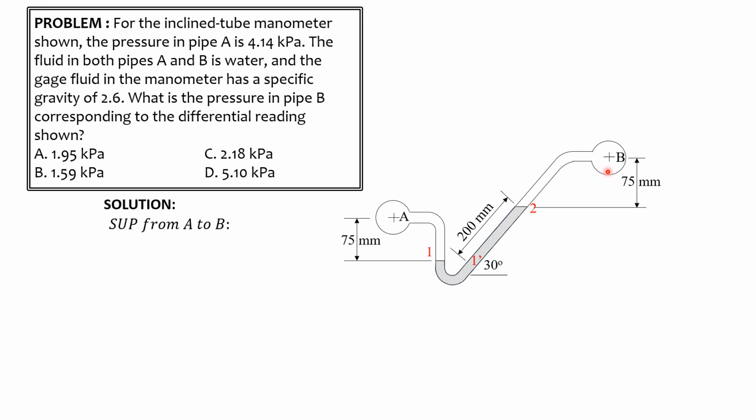Then the vertical distance moved is 0.2 meter sine of 30. Then from 2 to B, that's also rising. So minus, this is water, 9.81 times 0.075. Then equals pressure at B. Solving for the pressure at B, the pressure at B is 1.589 kilopascals. So I hope you are able to follow the solution. That's a simple problem.